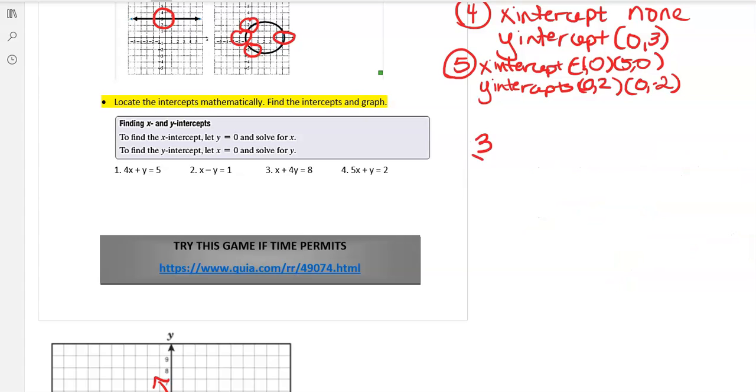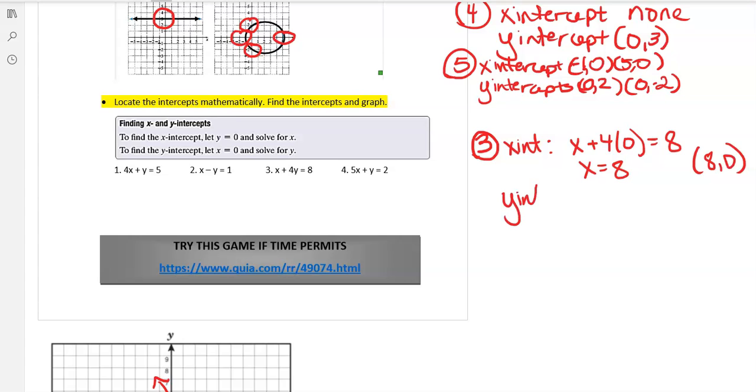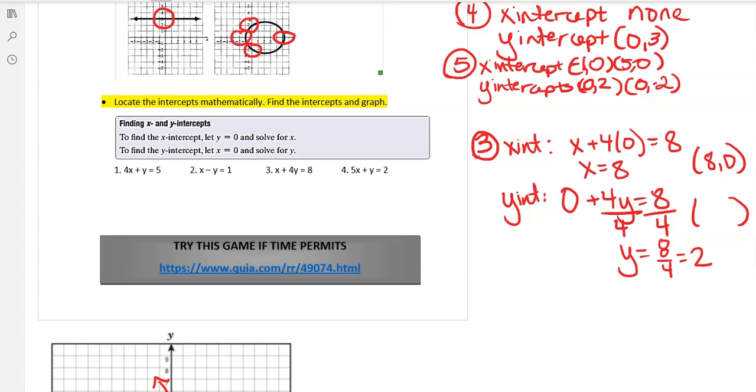Number 3, for our x-intercept, we plug in 0 for y. I have that x is equal to 8. Therefore, my x-intercept is 8, 0. For my y-intercept, I put 0 in place of x. Solve for y. And I have that my y-intercept is 0, 2.